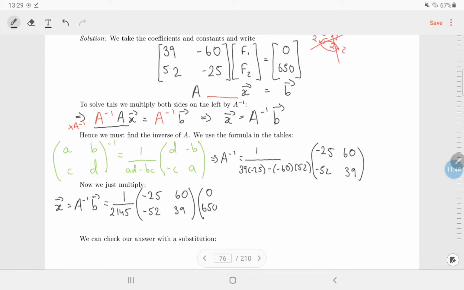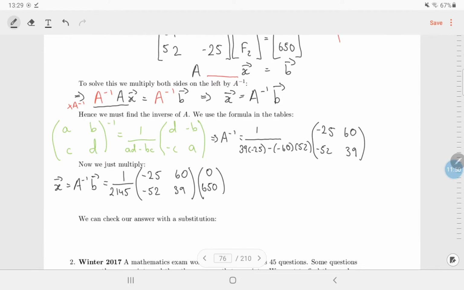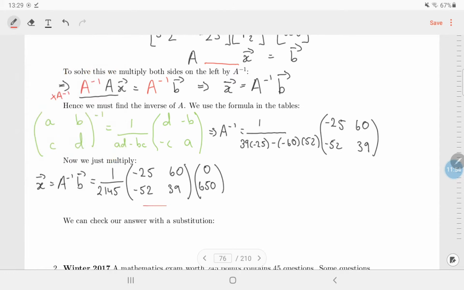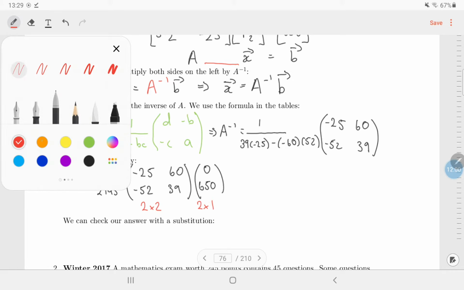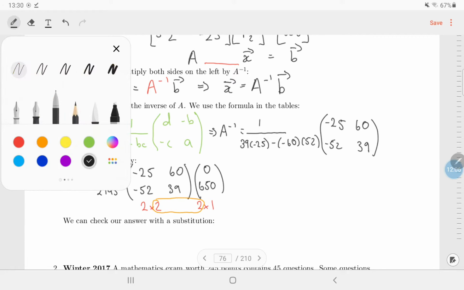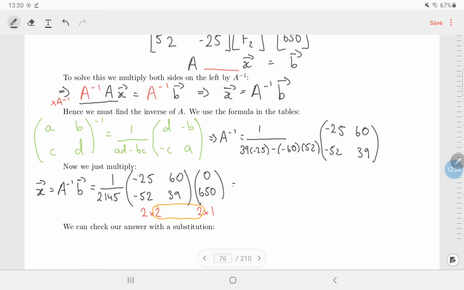The 0 is helpful. So we're going to multiply these out. We should look at the sizes. So I see a 2 by 2, 2 rows, 2 columns, and this one has 2 rows, 1 column. The middle numbers match, so I can multiply these together. So I get 1 over 2145. The middle numbers match, so I'm going to get out a 2 rows, 1 column.